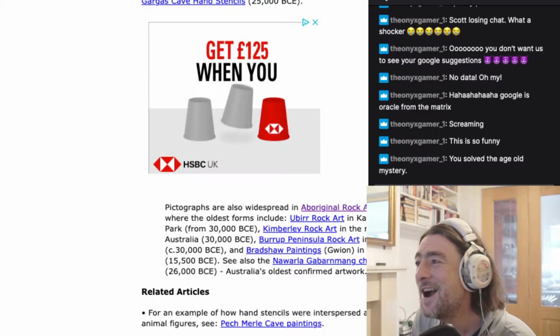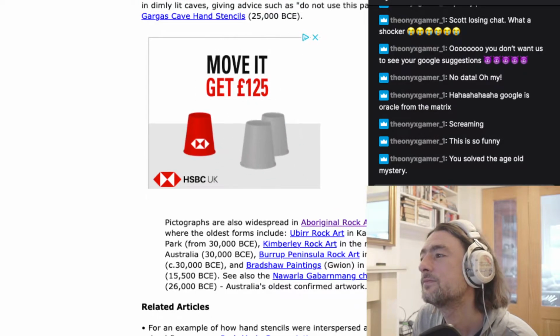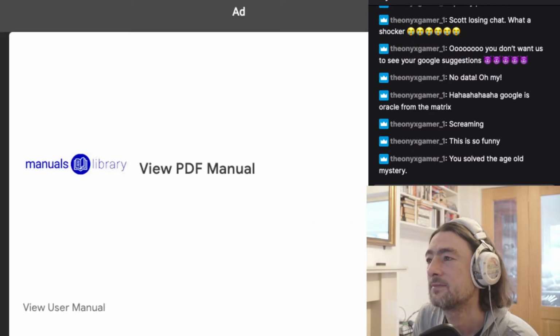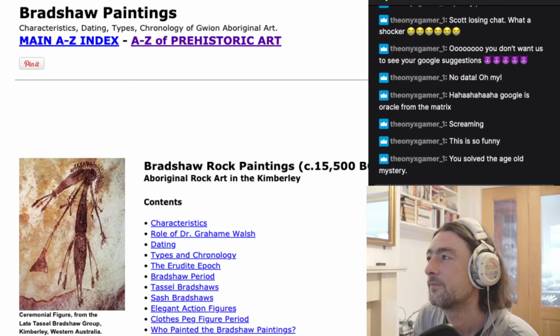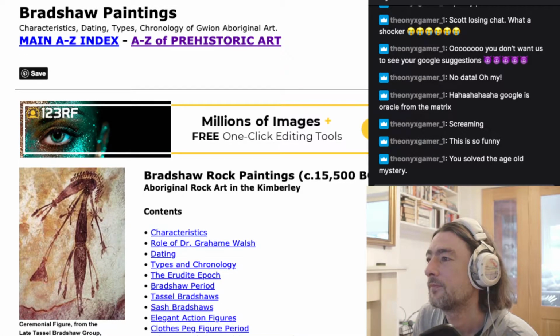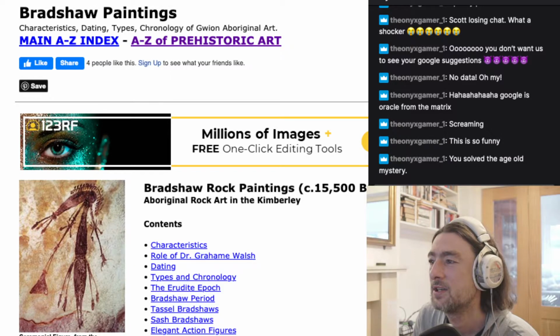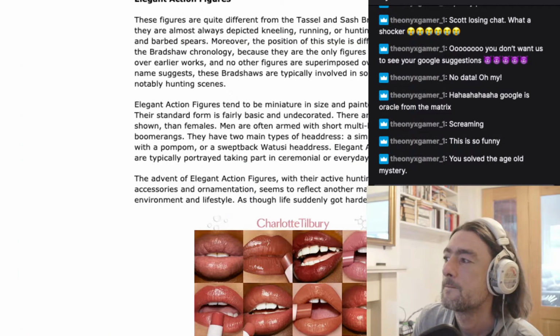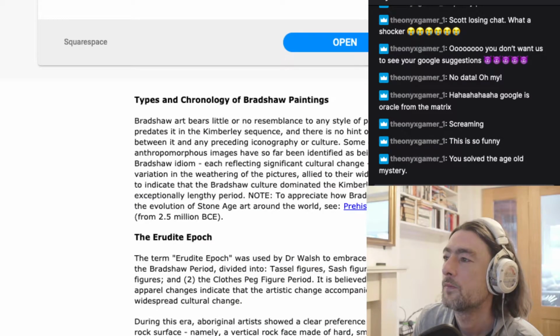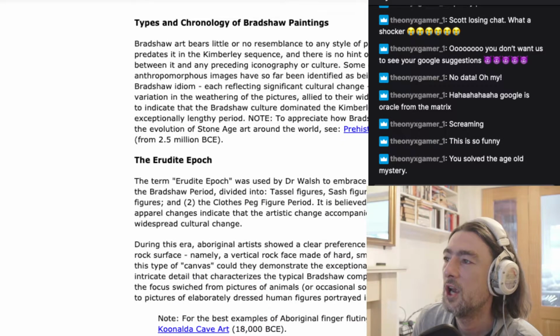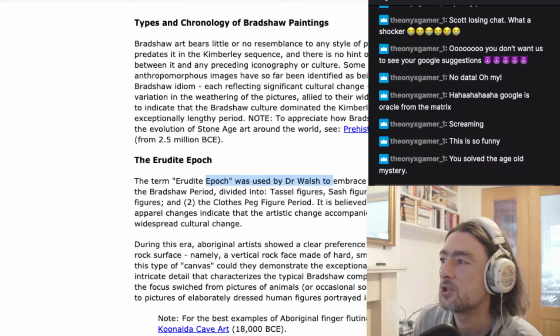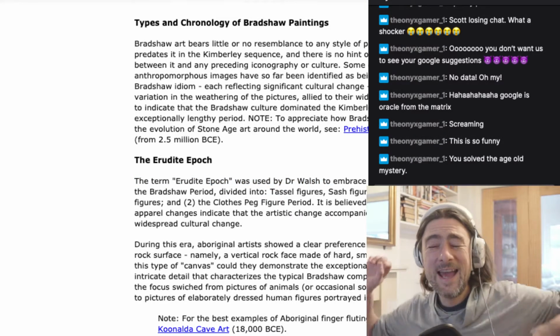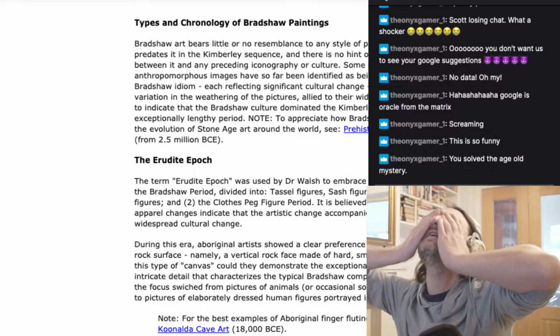We want to know about the Bradshaw paintings. Characteristics, dating, chronology, Bradshaw period, elegant action figures. Who painted them? Okay. The term erudite epoch was used by Dr. Walsh to embrace two art periods. Yay! Oh, I love it. We're finally getting somewhere.